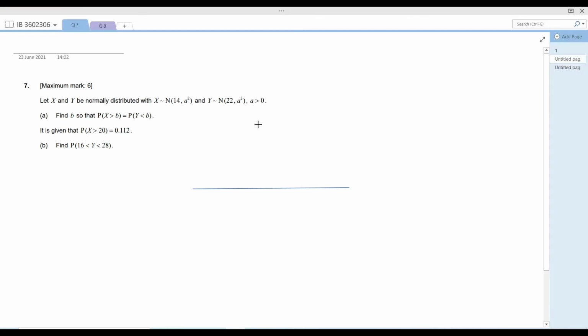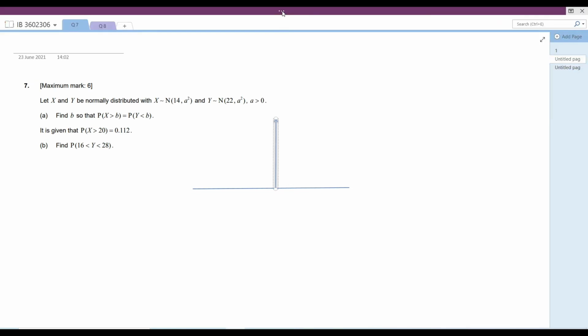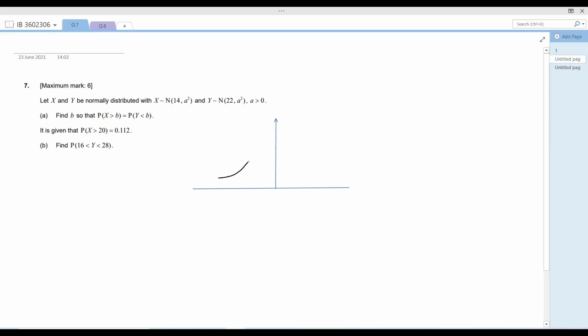Okay, so the distribution will be along this side. So I am drawing this curve. So this is the distribution of P of X greater than 20 is 0.112. We are drawing the graph of X, which is normal with mean 14 and variance sigma squared, so mu equals 14. Now locate 20, so 20 is somewhere here, and the distance between 14 and 20 is 6. Keep this in mind.